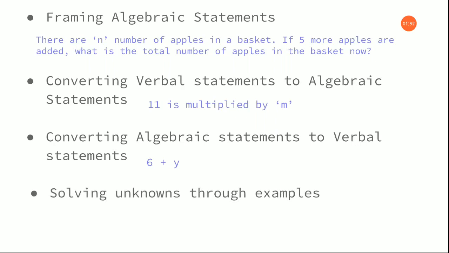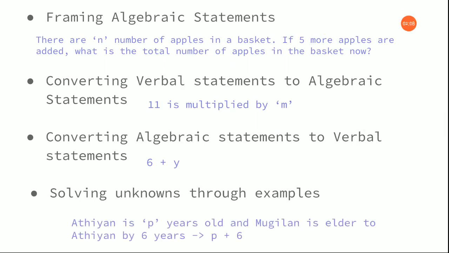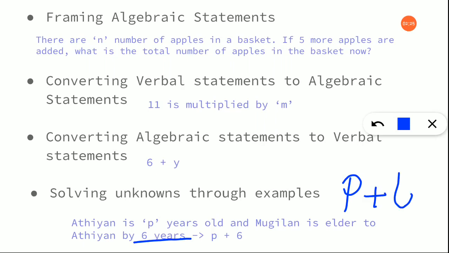Next, the last concept that we learnt is solving unknowns through examples. The word unknown means it will be a variable. Look at this example. Adiyan is P years old and Mugilan is elder to Adiyan by 6 years. The age of Adiyan is given and denoted as a variable P, and Mugilan is elder by 6 years. So, Mugilan's age will be P plus 6.